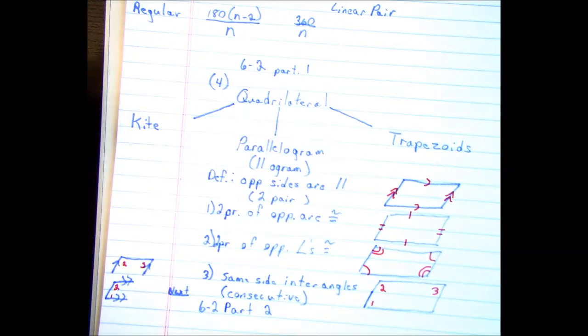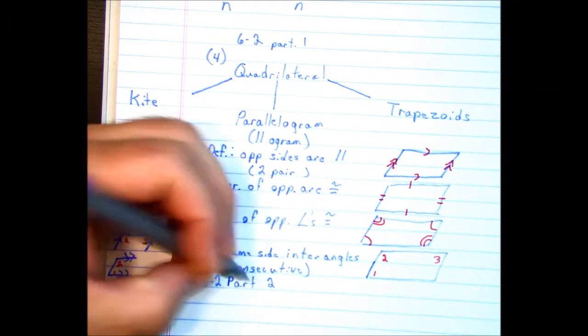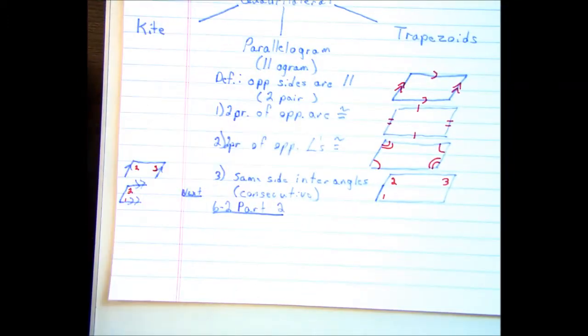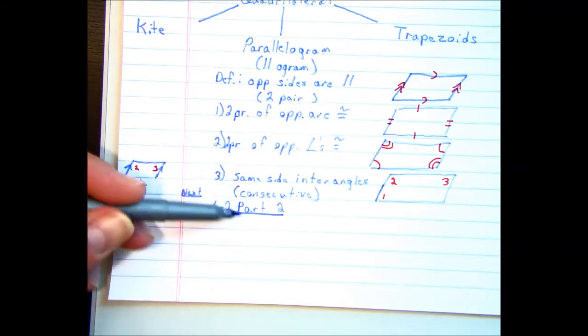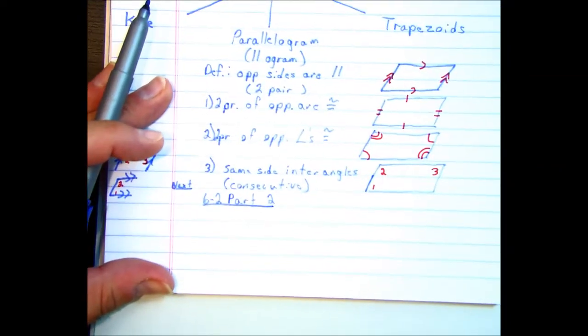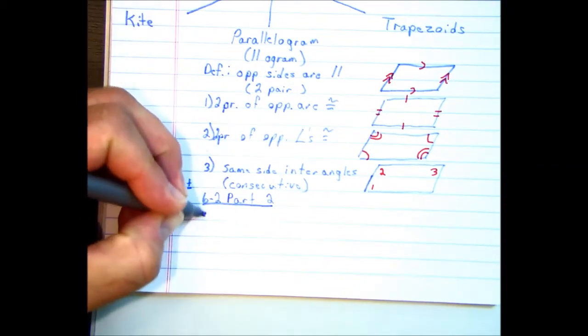Okay, now I'm into 6-2 part 2, and I'm going to continue with my notes. I put 6-2 part 2 here. I'm going to continue with my notes on the parallelogram chart. Now, you don't have to put 6-2 part 2 there if you don't want to, but understanding that these three concepts were in part 1, these next three are used in part 2. So we're going to continue going down, and we'll start with the fourth rule.